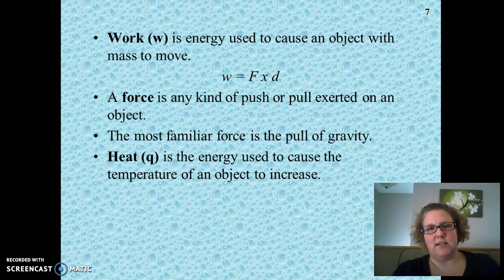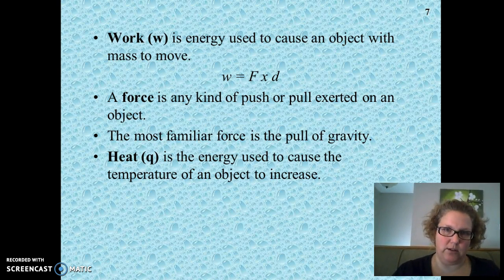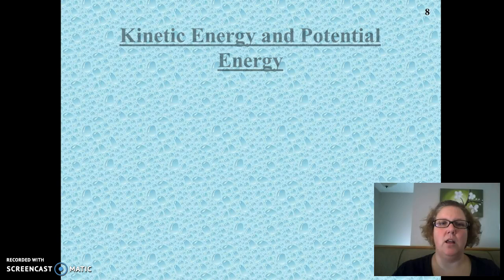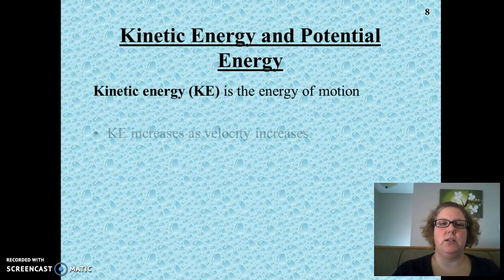Heat, then, is symbolized with the letter Q. Okay, work is W, heat is Q. You're going to see a lot of W and Q. Heat, Q, is the energy used to cause the temperature of an object to increase. So, kinetic and potential energy. Well, kinetic energy, as you know, is the energy of motion.